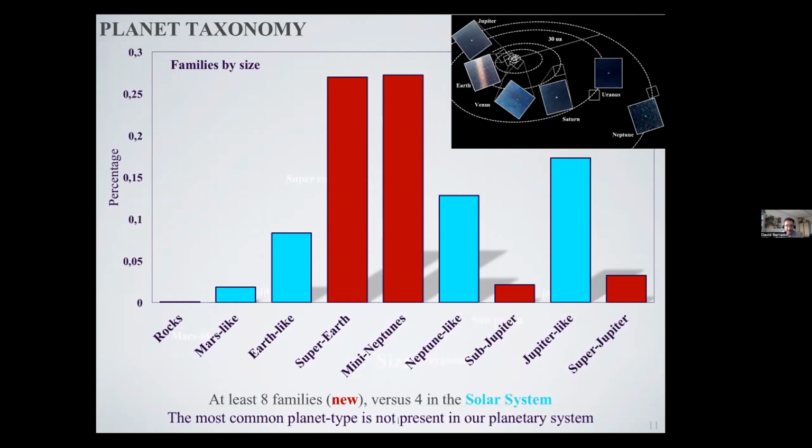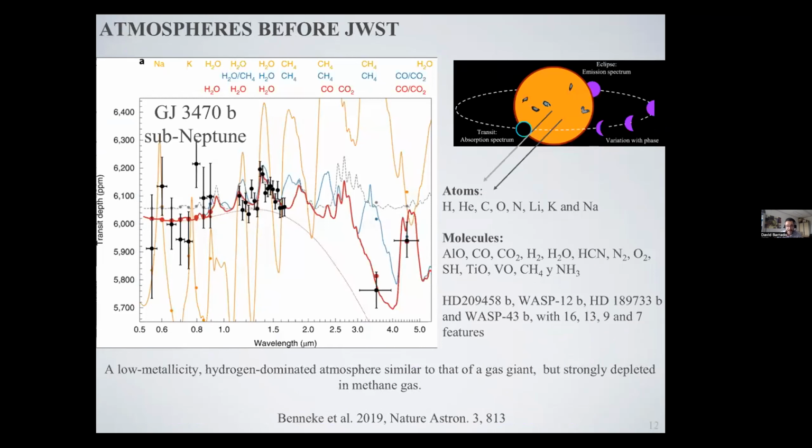And I am going to give you some examples of the diversity of the properties of the atmospheres that now we are getting with the James Webb. And just before the James Webb, we believed at that time that we detected several components, both atoms and molecules in different systems.